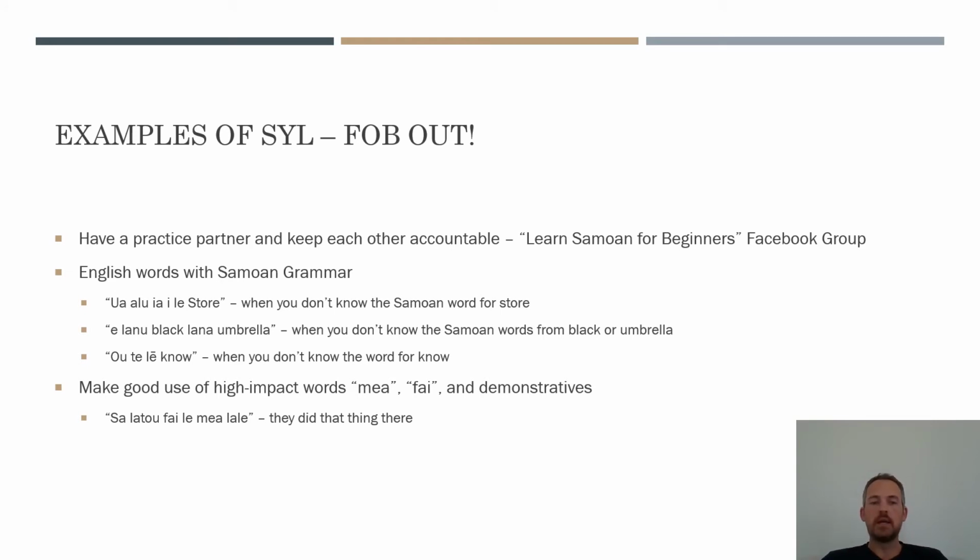Another one, "Ilanu black lana umbrella." Well, in this case, I guess the person didn't know the word for black, didn't know the word for umbrella, but they used what they did have, which is, again, using that simple verb sentence structure. "Ilanu black lana umbrella."